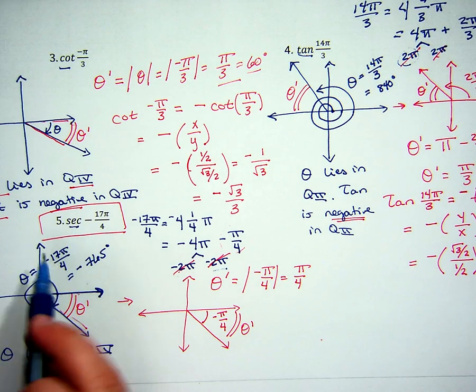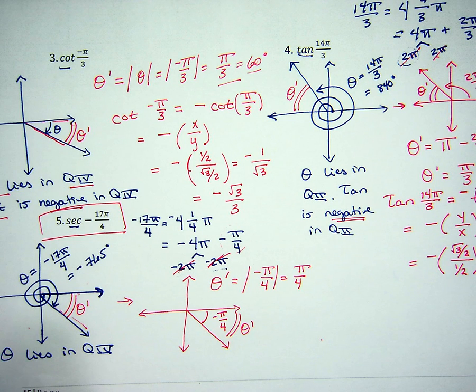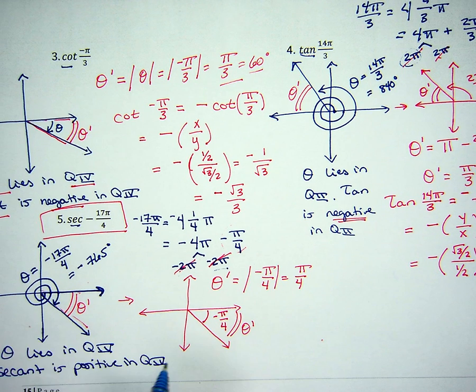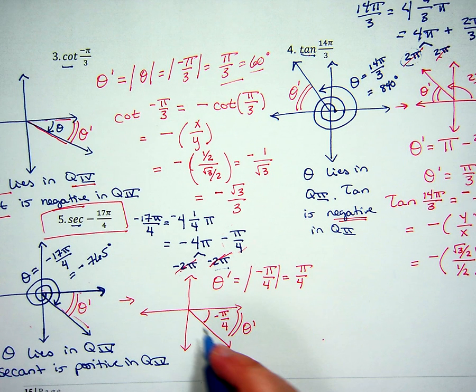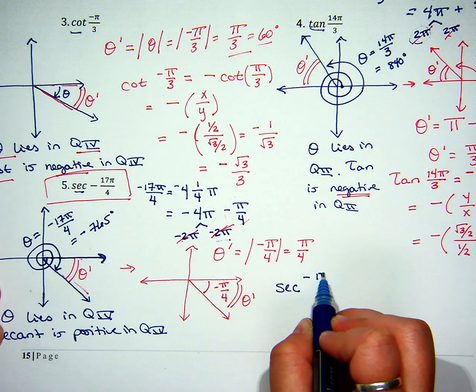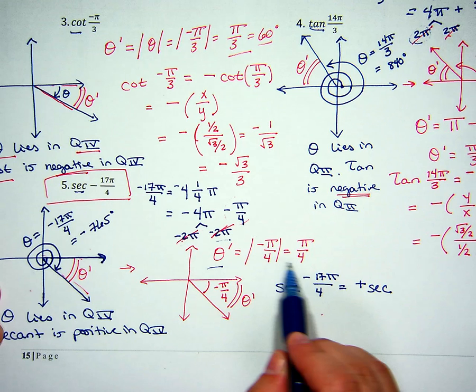The function we're looking at is secant. Secant is positive in quadrant 4. Here we have our rules again. Cosine and secant are positive in quadrant 4. So here we have secant's positive. Let's see. Okay, there we go. Basically says that secant of negative 17 pi over 4 is equal to positive secant of my reference angle.